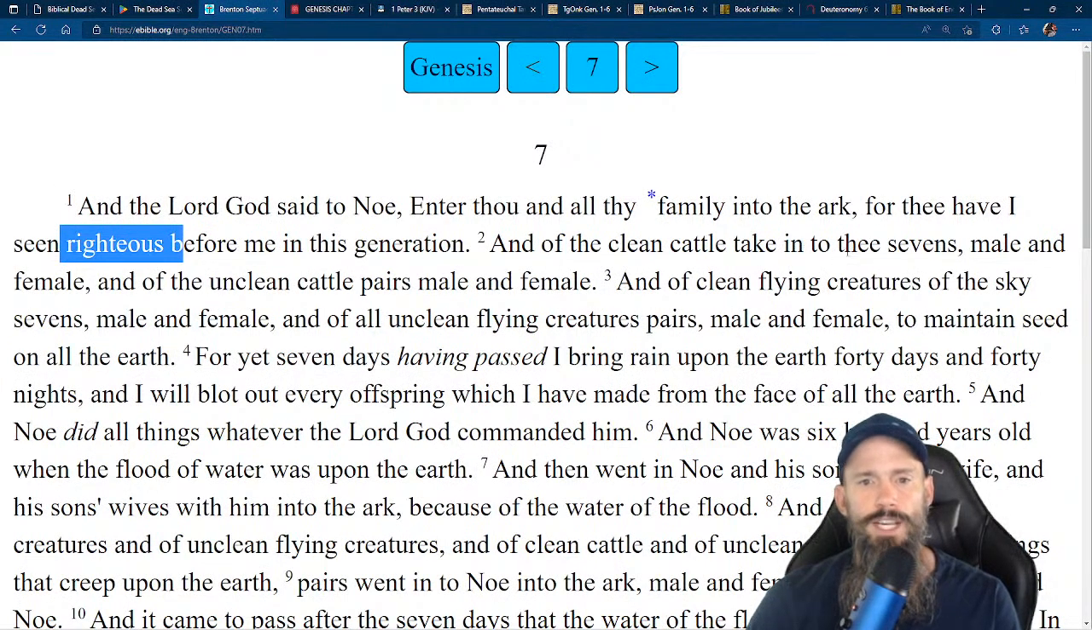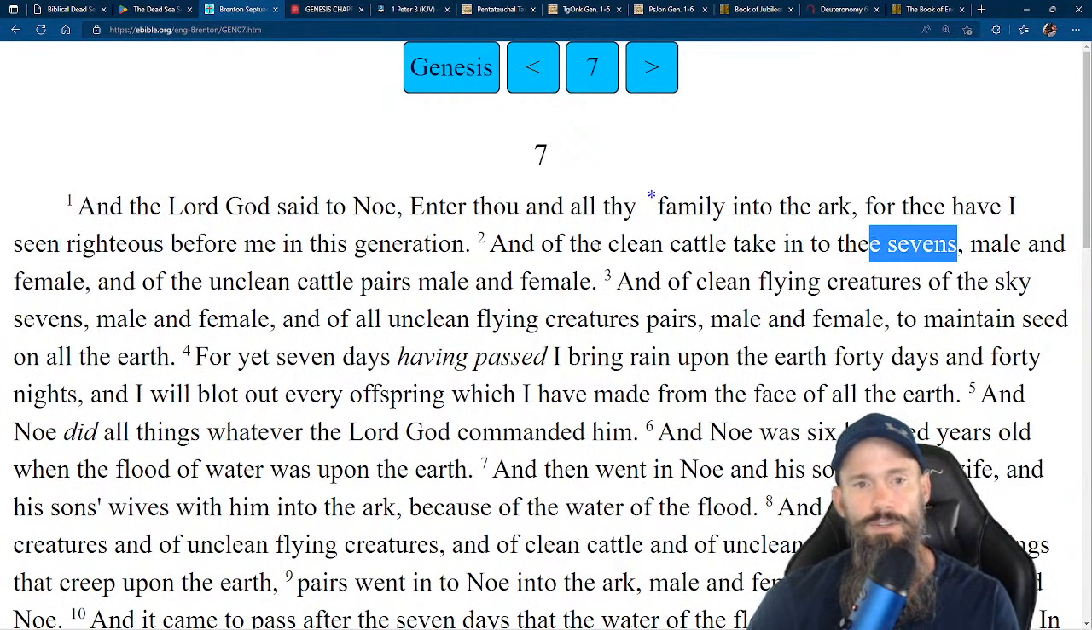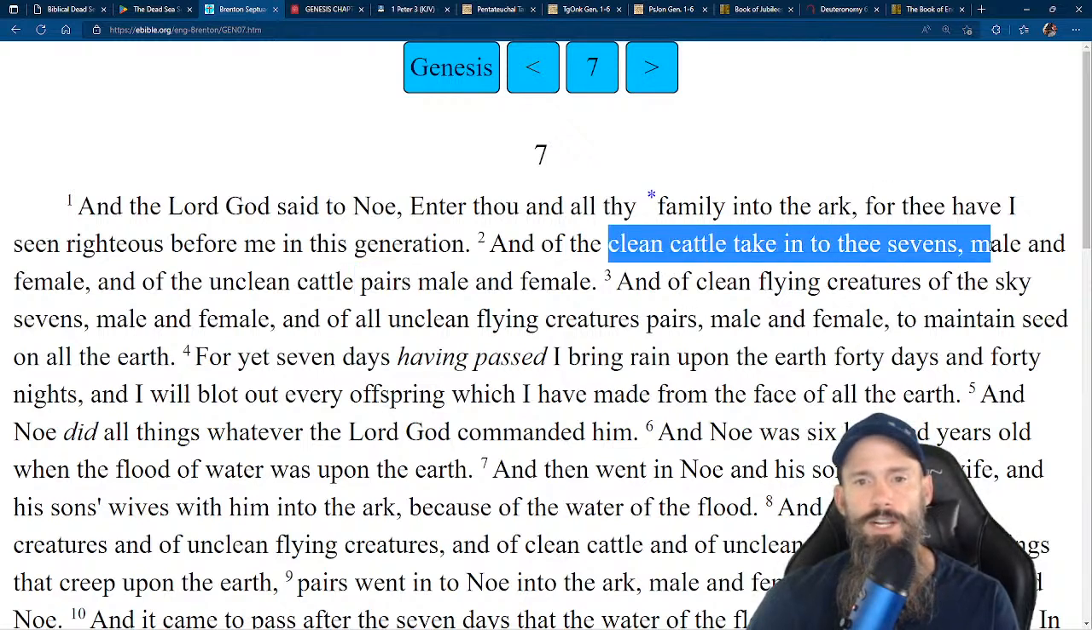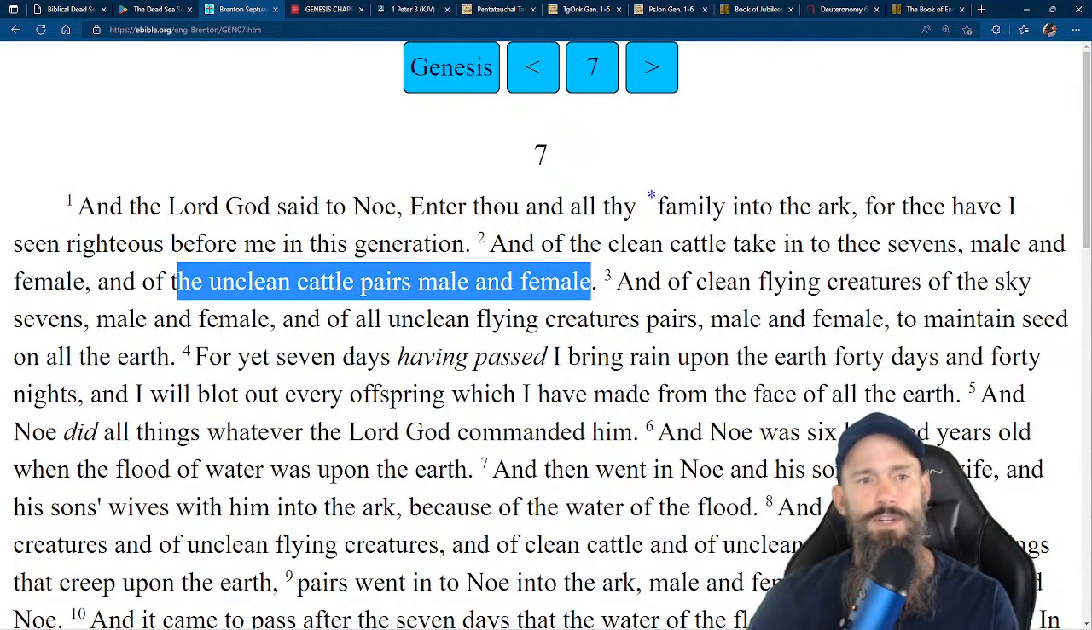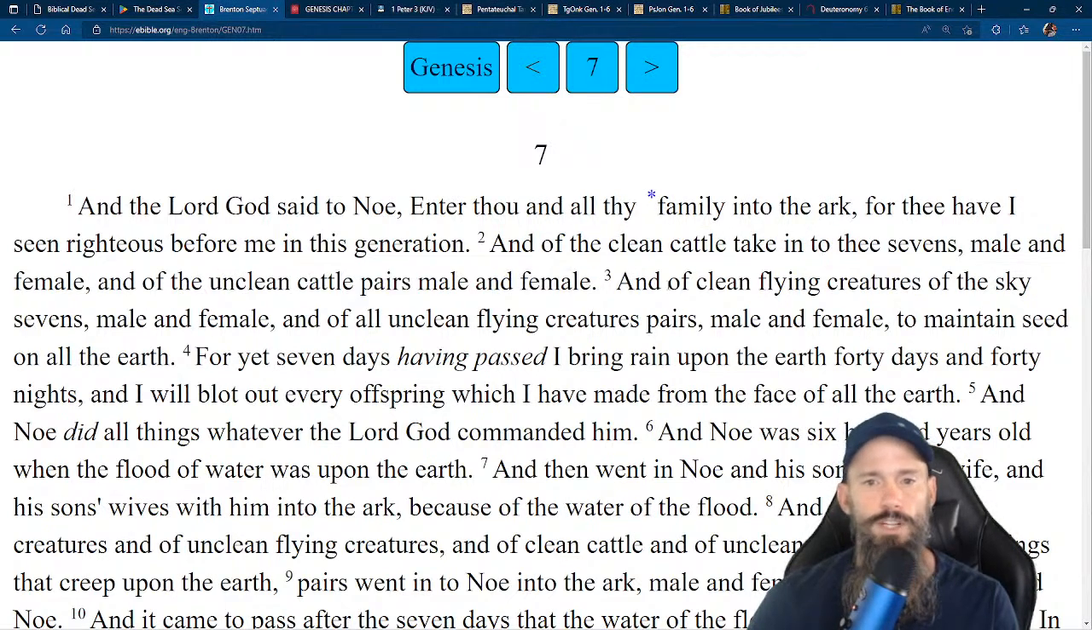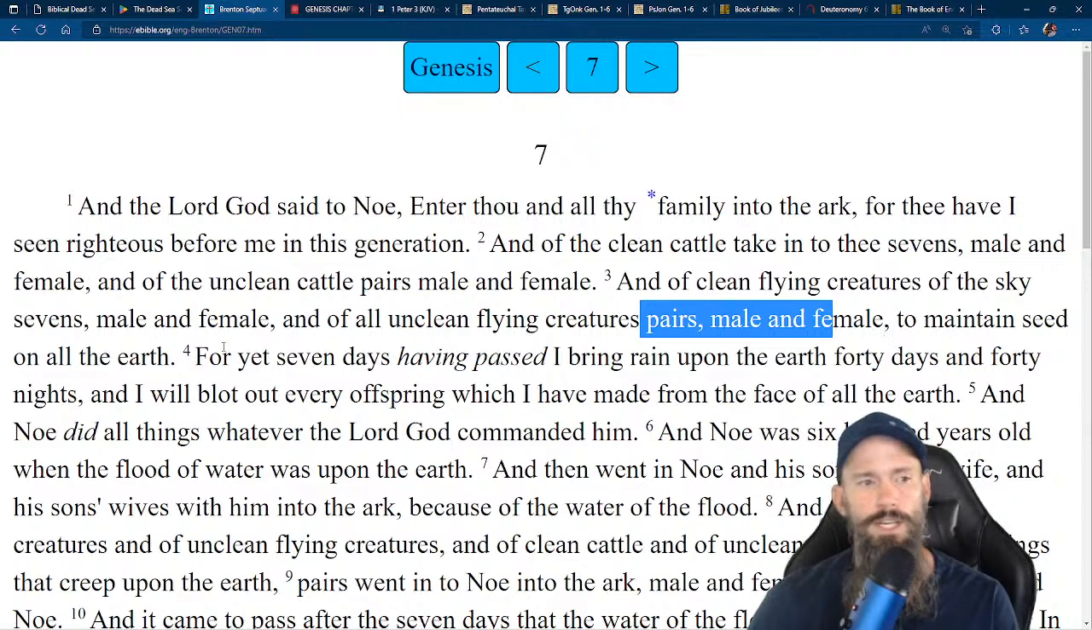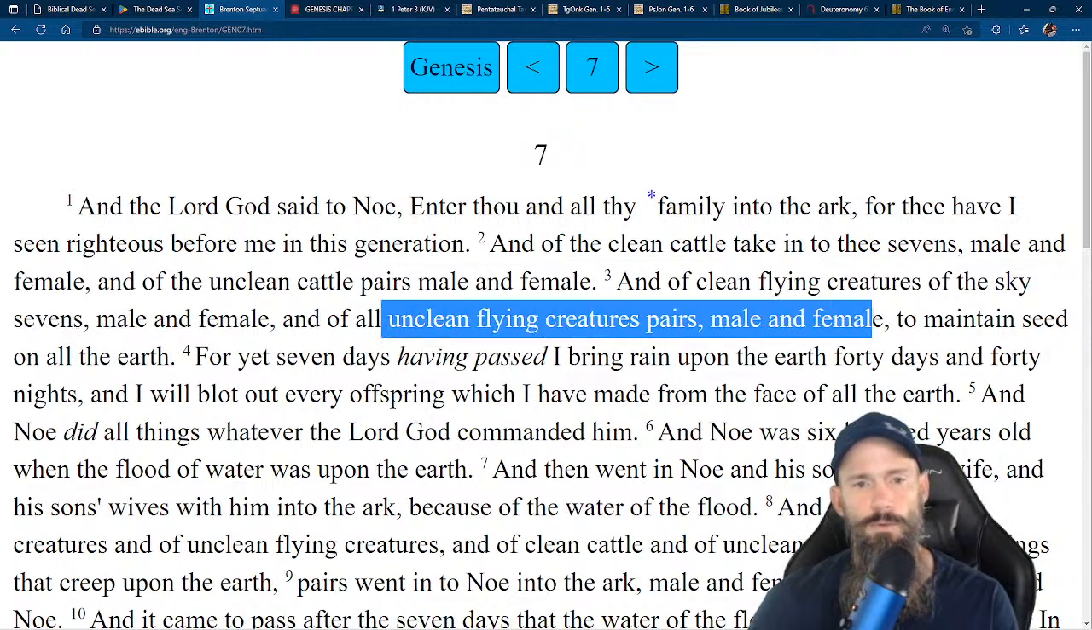And of the clean cattle take in these sevens. So there's clean animals, sevens, male and female, and the unclean cattle, pairs, male and female. Pairs, one pair. So you got clean animals to eat and unclean animals to not eat. And of clean flying creatures of the sky, sevens, male and female, and all unclean flying creatures, pairs, male and female. So one pair. To maintain seed on all the earth. So you can eat some of these and they're still going to reproduce. You don't eat these. You got one pair.